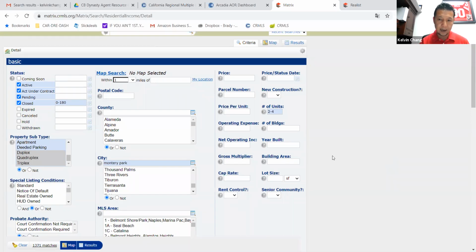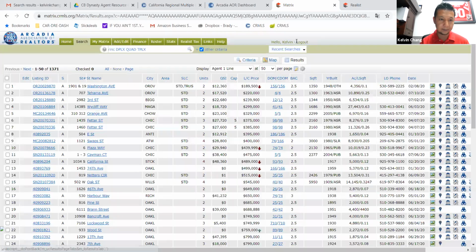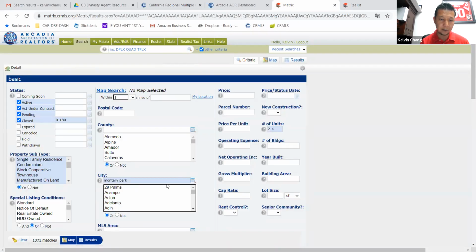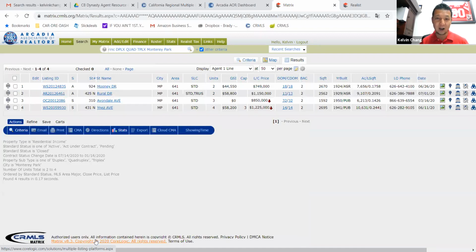Then I'm gonna look at, let me see what my results are looking like. Okay, it's not narrowing down Monterey Park, so I need to make sure Monterey Park is filled in. And I spelled it wrong. So now it's in. Now that brings me to 4 matches. You guys see that? So if I have 4 matches, these are all the comps I have.